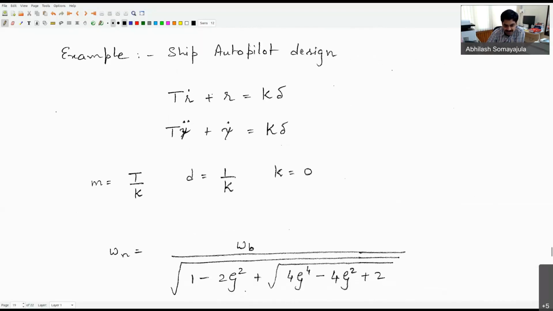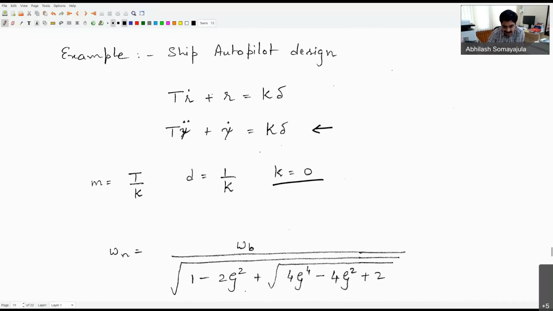So let's try to see if we can apply this to a simple ship autopilot design and see what happens. We have our regular Nomoto model, which can be expressed in terms of psi as this. For this second-order system, it is easy to see that the stiffness is 0, the value of D is 1 by K, and the value of M is T by K.